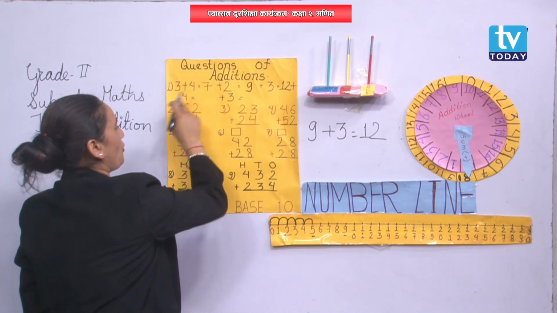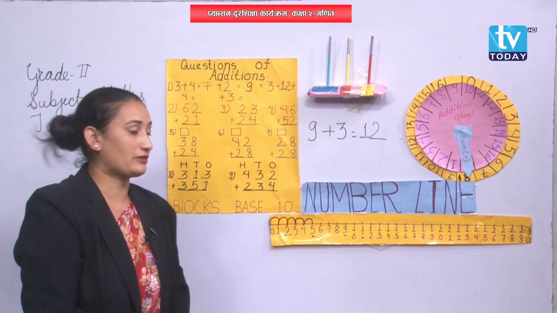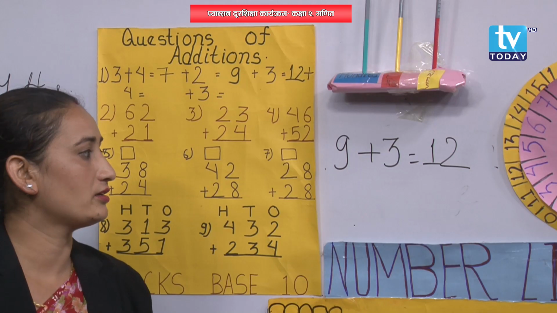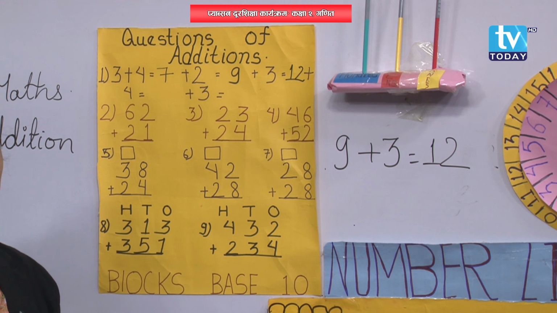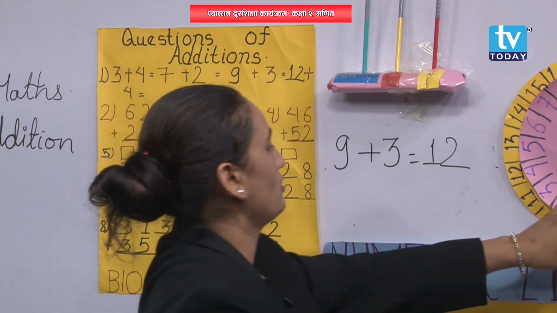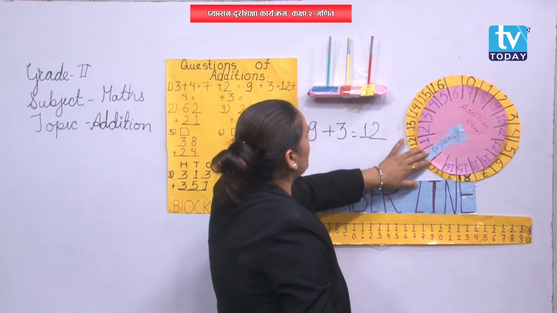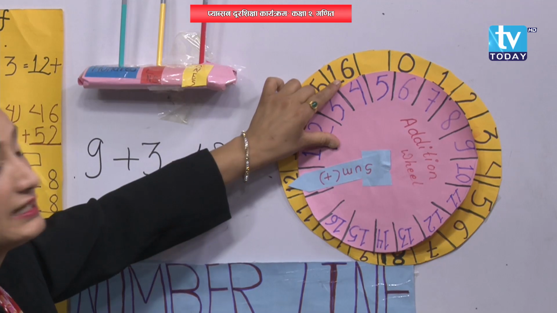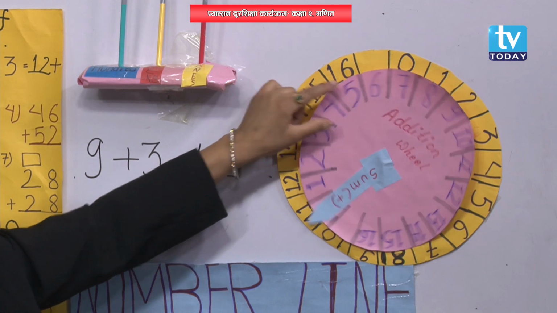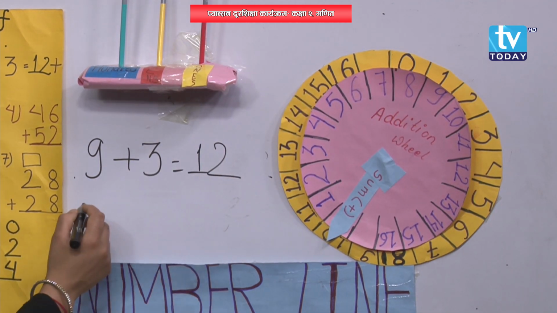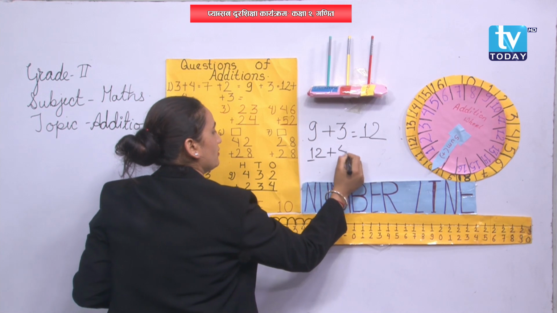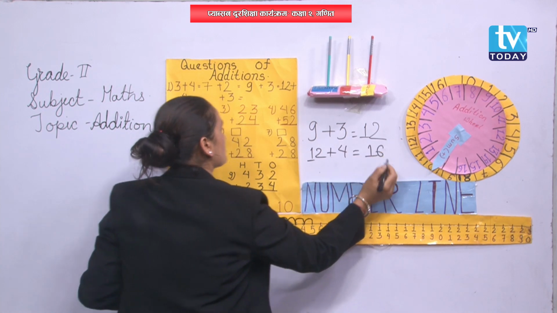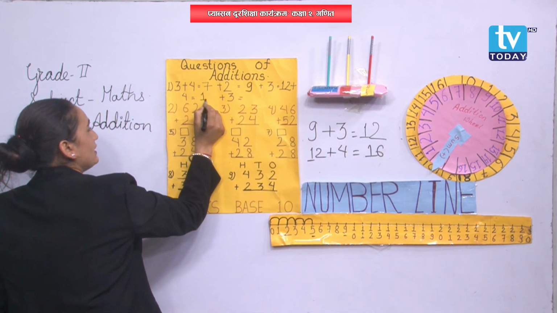12 plus 4. Now, let's use this one. Or you want to use the same? Okay, once again, 12 plus 4. What will be the answer of 12 plus 4? It's 16. So, 16 I can write here.